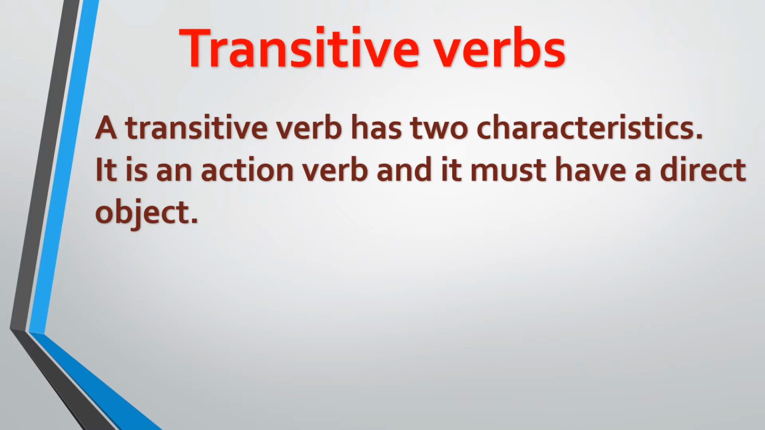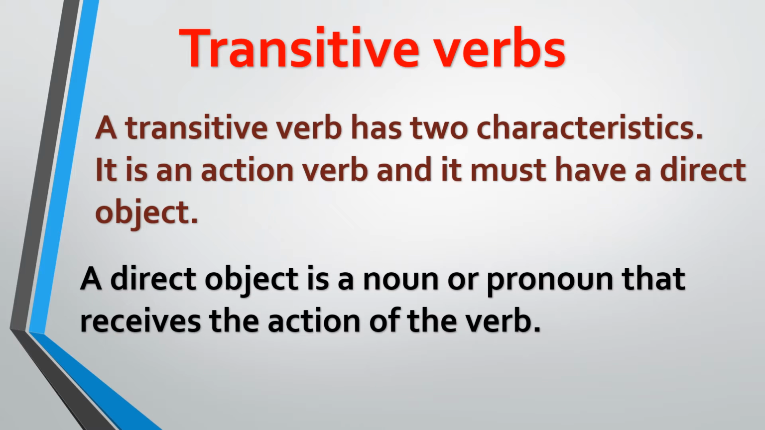So how do you know the transitive verb? The transitive verb should be an action verb, and we know the action verb. And number two, it must have a direct object. What is the direct object? A direct object is a noun or pronoun that receives the action of the verb. So the direct object, it receives the action of the verb.